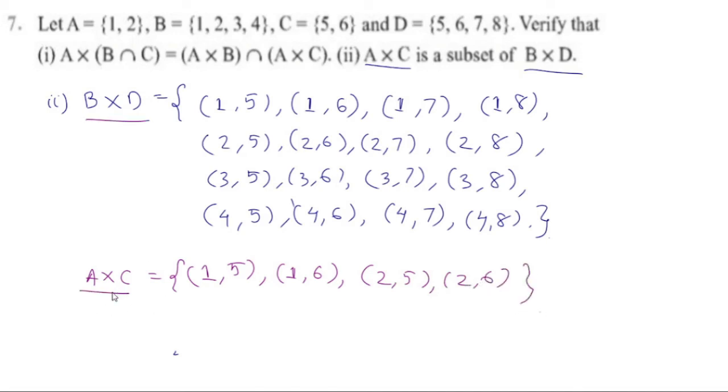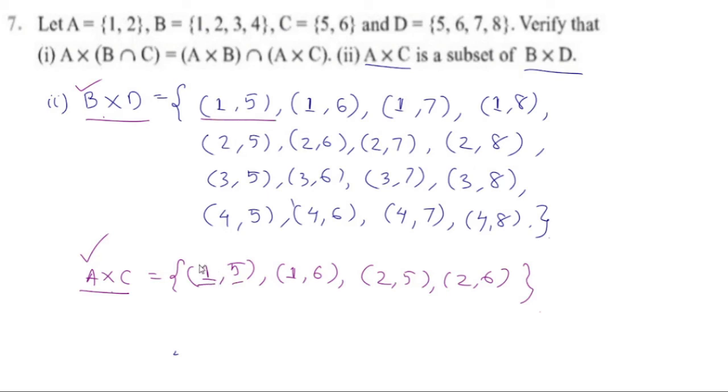So if A cross C is a subset of B cross D, then any element you pick from A cross C must be an element of B cross D. Only then can we say that this set is a subset of B cross D. So now let us verify each element of A cross C, whether they are present in B cross D or not. Here you see 1, 5.